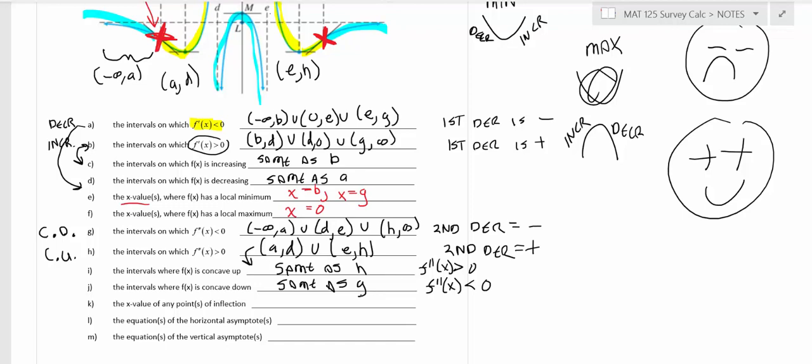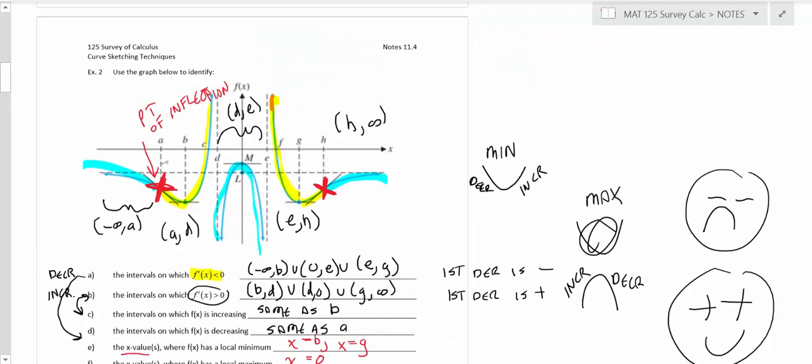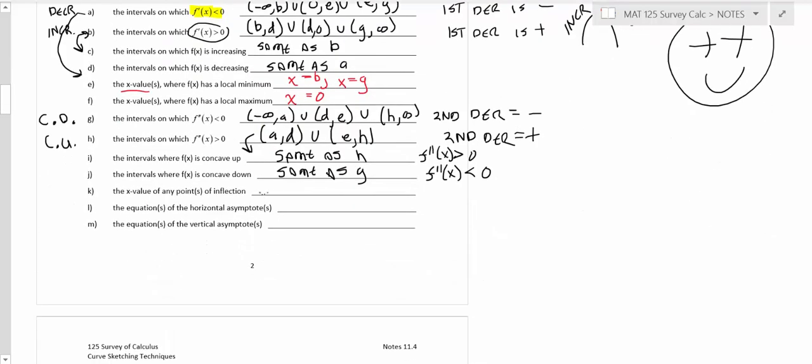Okay? All right, so points of inflection. Now, a point of inflection is where the concavity changes. So really on this graph, A is a point of inflection, and so is H. So this changes from concave down to concave up. Over here, concave up to concave down. So there's only 2 points of inflection, and that occurs at x equals A, x equals H.